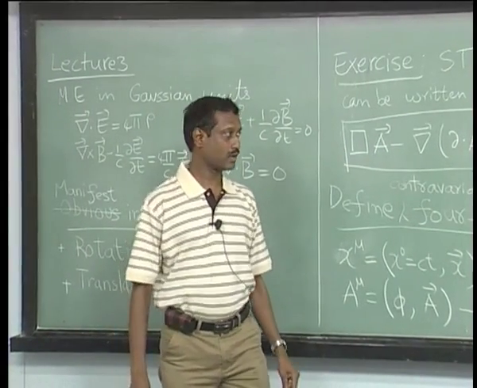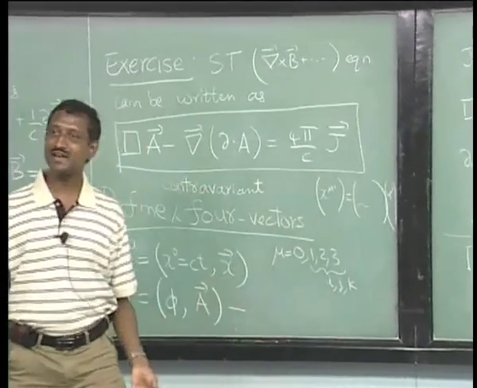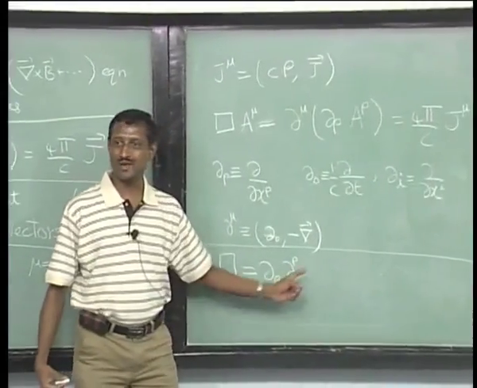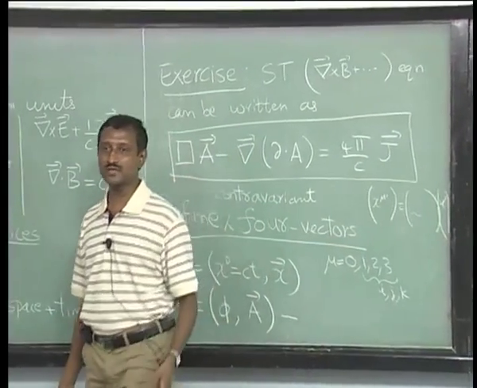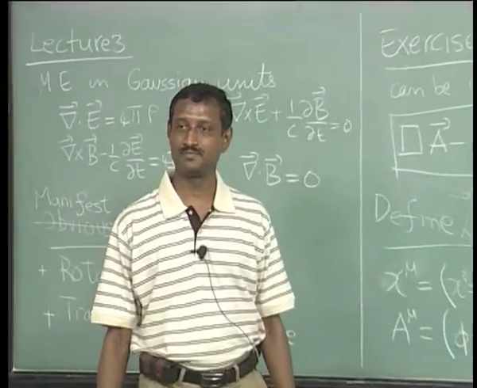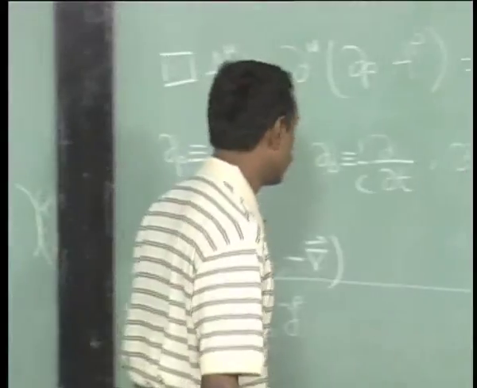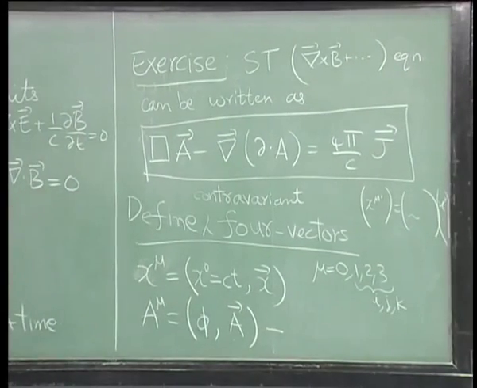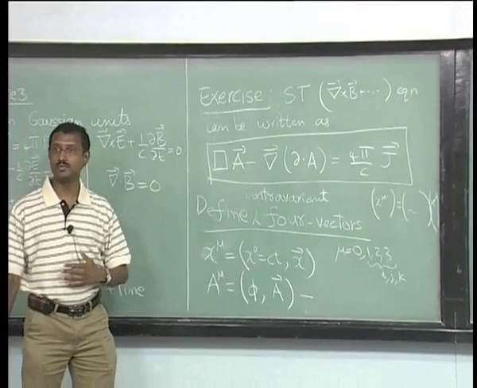And I still have to tell you how a lower index transforms, but I claim that even that is obvious if you use the fact that I want this guy to be a Lorentz scalar. So if this transforms by some matrix for an upper index, the lower index should transform with the inverse. So what we have achieved here is to show that Maxwell's equations are invariant under Lorentz boosts, not Galilean boosts.